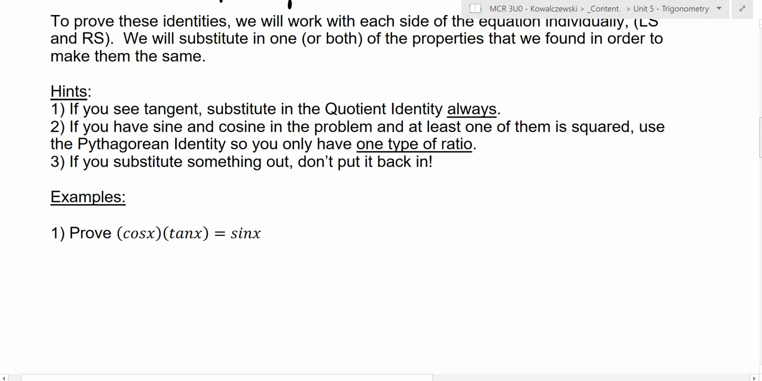So for example, if on the left you have sine and cosine, but on the other side you have just sine, well, that tells you that you don't really want that cosine on the left anymore. So try to put things in terms of just sine or just cosine. And my number one thing is, if you substitute something in or something out, don't put it back in. You don't want to undo the work that you did.